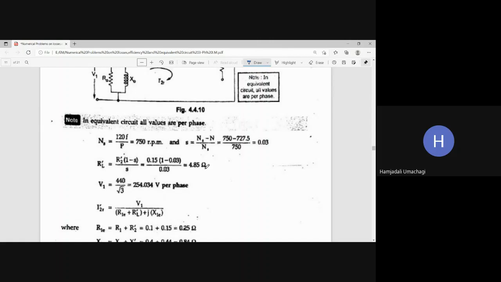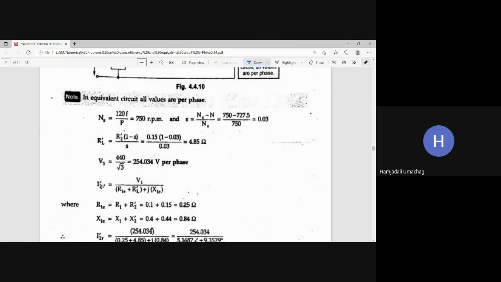So the mechanical load's electrical equivalent is 4.85 ohms. Then the stator line voltage is 440. Convert this line voltage to the phase voltage. So V1 is equal to VL by root 3, that is 440 by root 3. It will be 254.034 volts per phase.